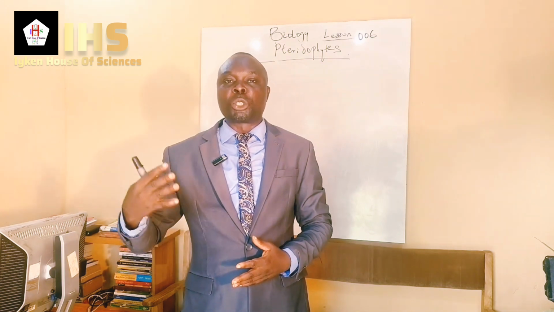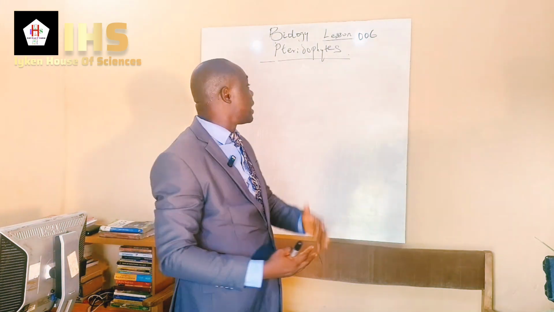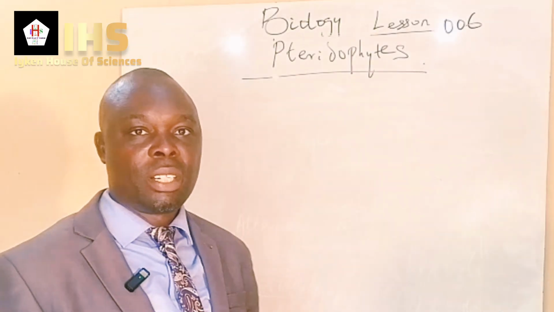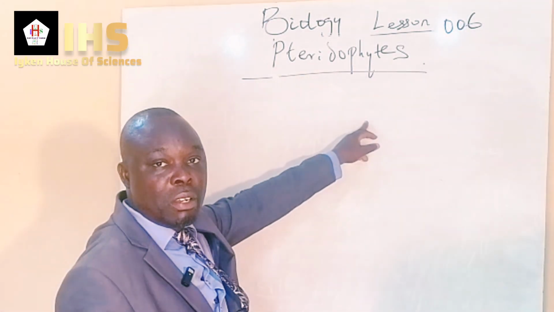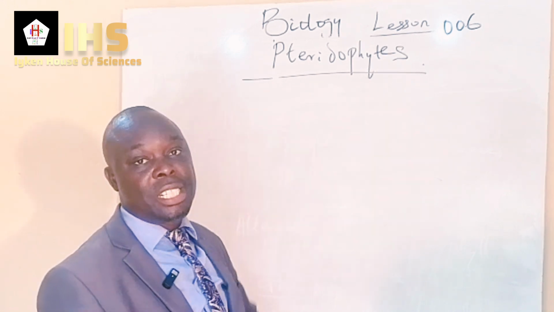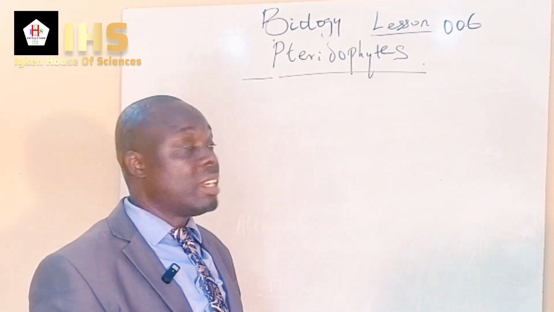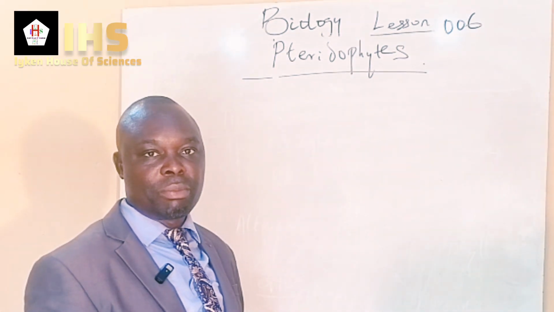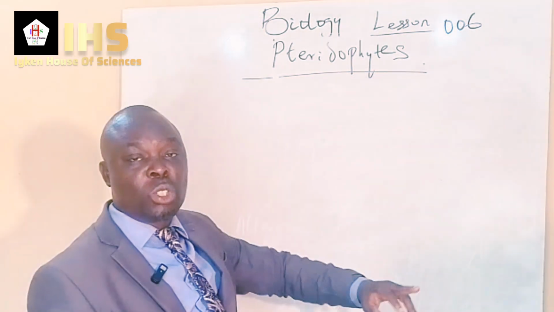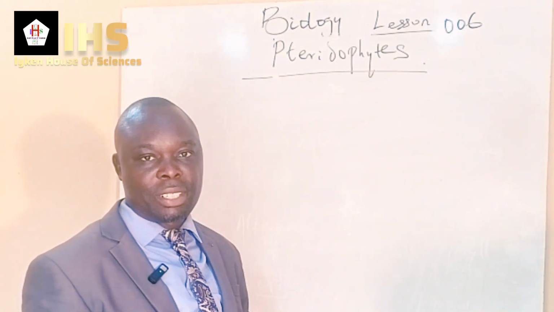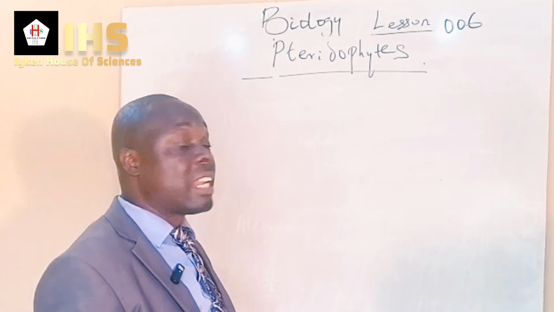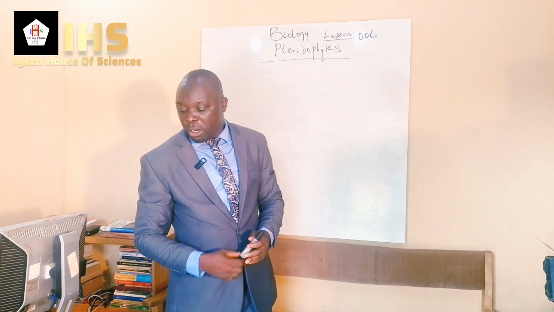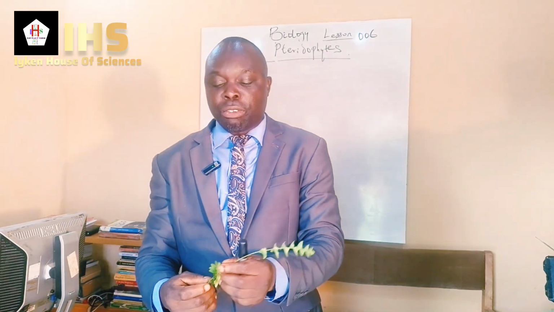The major difference between the lycophytes and pteridophytes is that the pteridophytes can produce seeds. But the lycophyte cannot produce seeds. The pteridophytes do not produce flowers. They are larger in size than the lycophytes. One major example of these pteridophytes is fern. Fern is a major example of the pteridophytes.